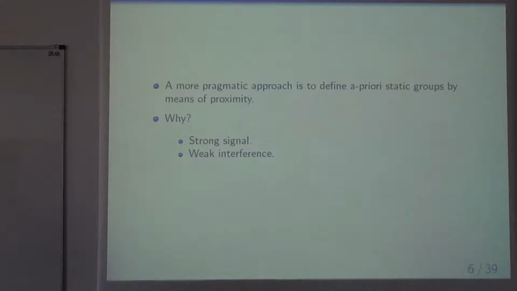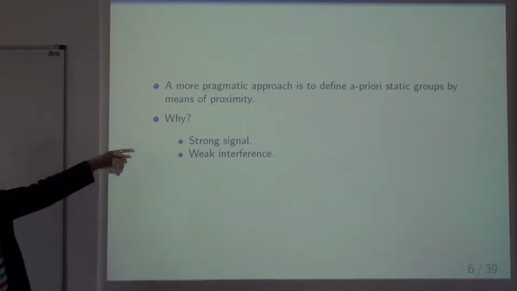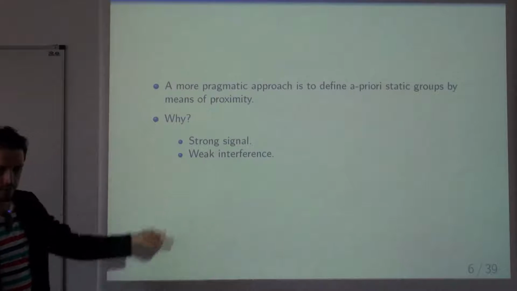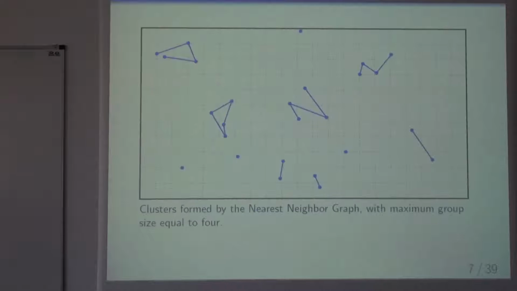And a more pragmatic approach is to define a priori static groups by means of proximity. Why proximity? Because we want a strong signal and weak interference. We propose the nearest neighbor graph.